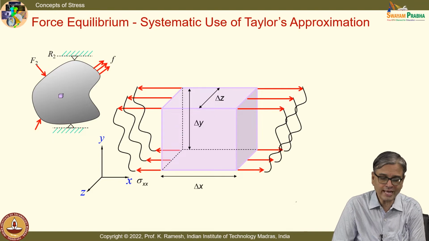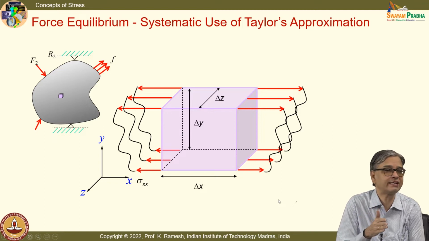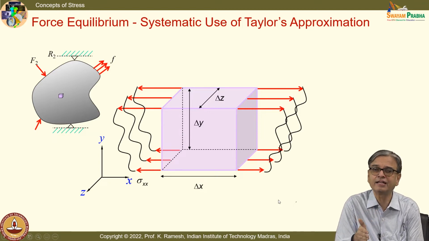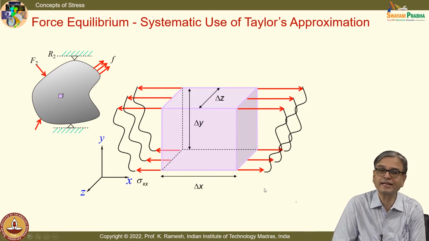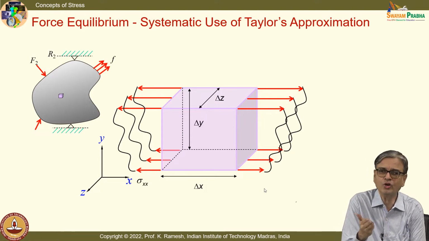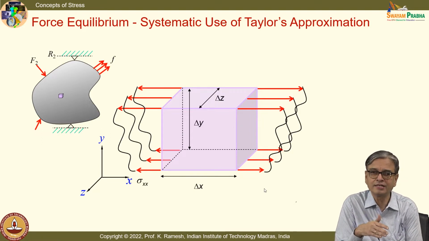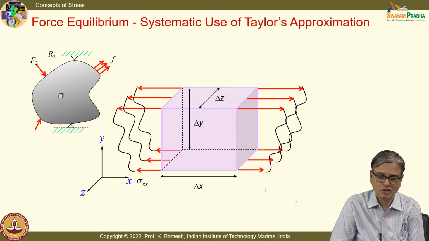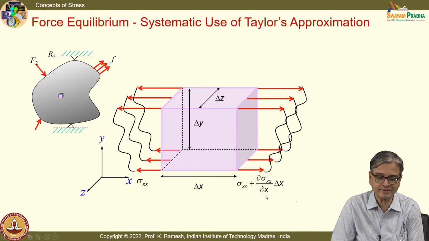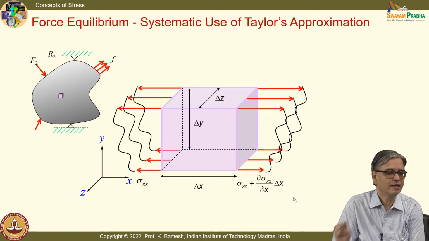Now you have to tell me what happens at a distance delta x. You all have studied Taylor's approximation. Can you write what is it that you will anticipate at a distance delta x away by Taylor's approximation? You all know, you have studied it in your mathematics course, and write it in Taylor's approximation and check what I have in my slide. So I can do that as sigma x plus dou sigma x by dou x into delta x. That's fair enough, no problem.